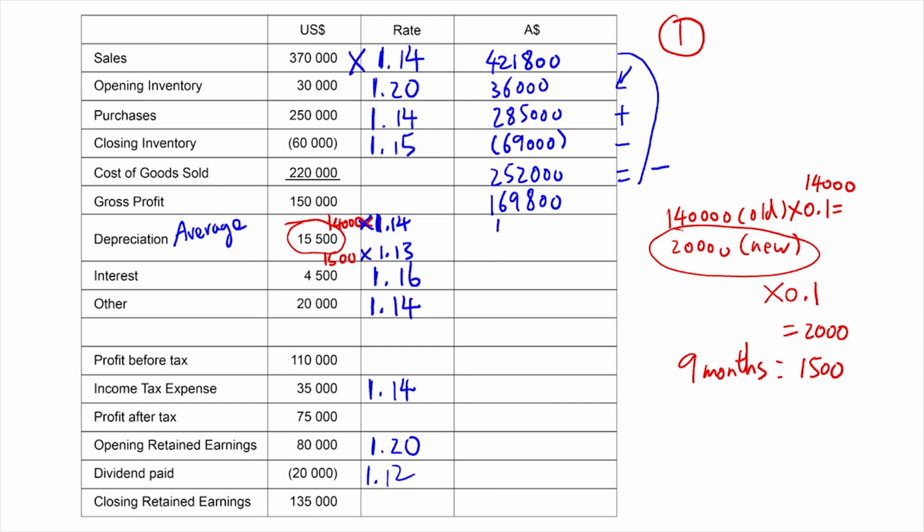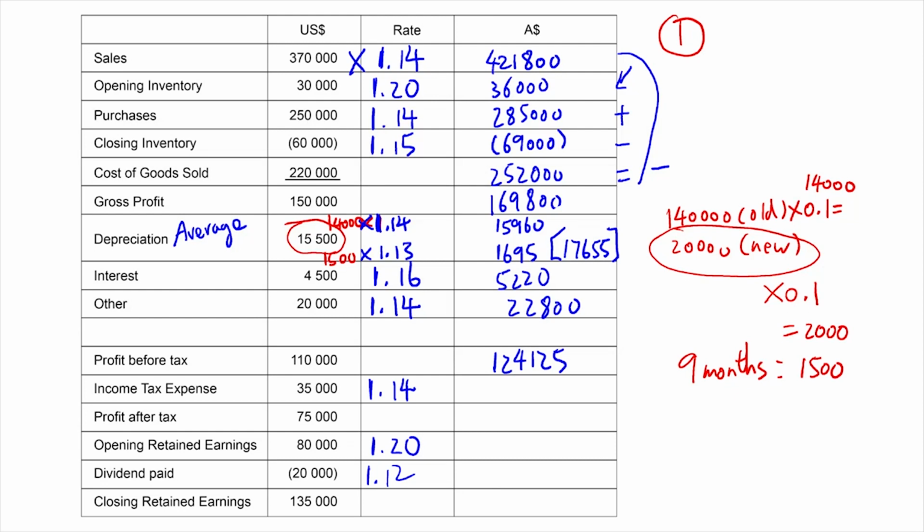Then with the depreciation, as you can see that we got two different amounts. We got 15,960 for the old equipment, and then we got 1,695. In total, you are going to get 17,655. After that, we got the interest, other expenses, and then we can continue to calculate your profit before tax. So if you got a gross profit minus all other expenses, depreciation, interest, and other expenses, you are going to get a profit before tax of 124,125.